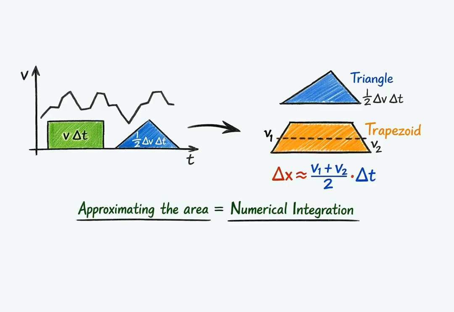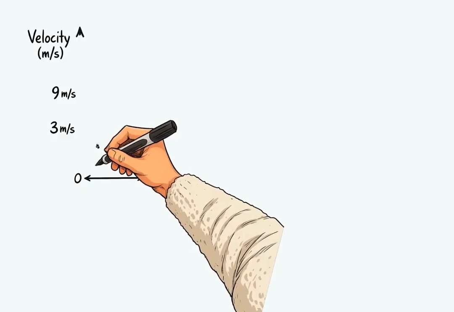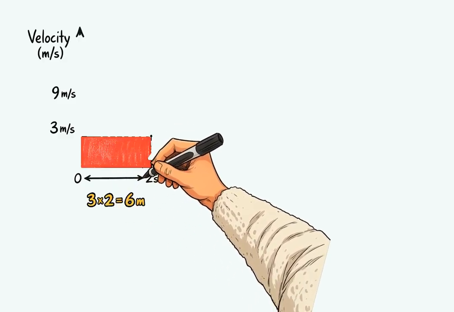Delta x is approximately (v1 plus v2) over 2 times delta t. This is not a gimmick. It is what the integral becomes when you approximate a curve by straight segments, which is the core idea behind numerical integration. A realistic example makes the method tangible.